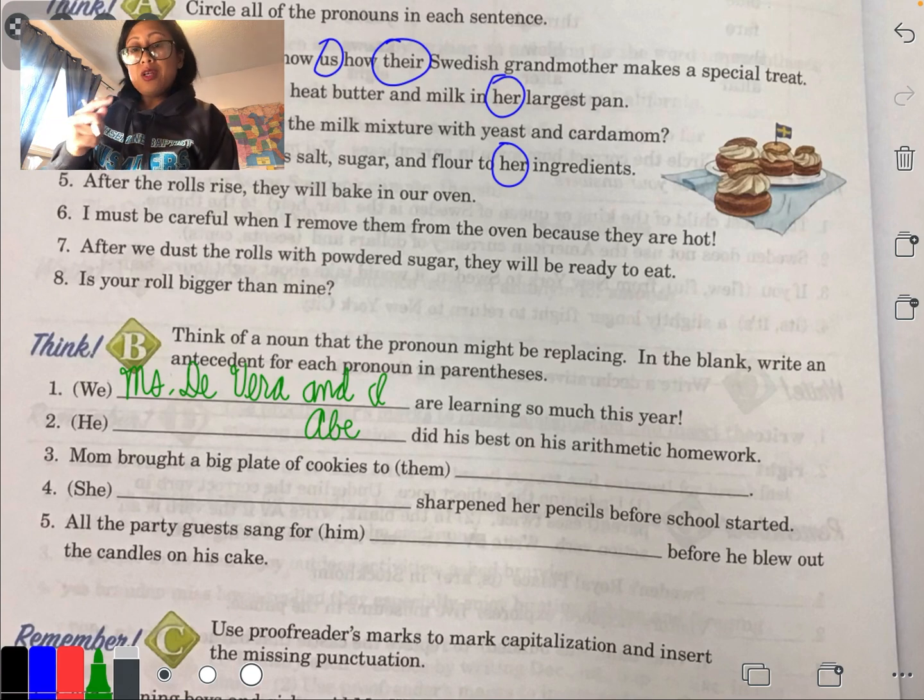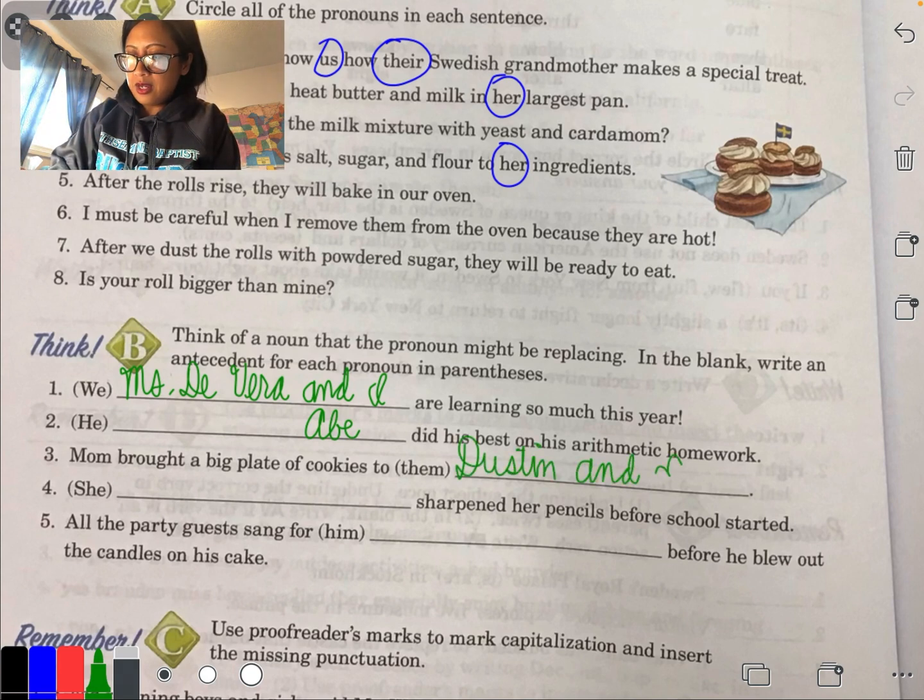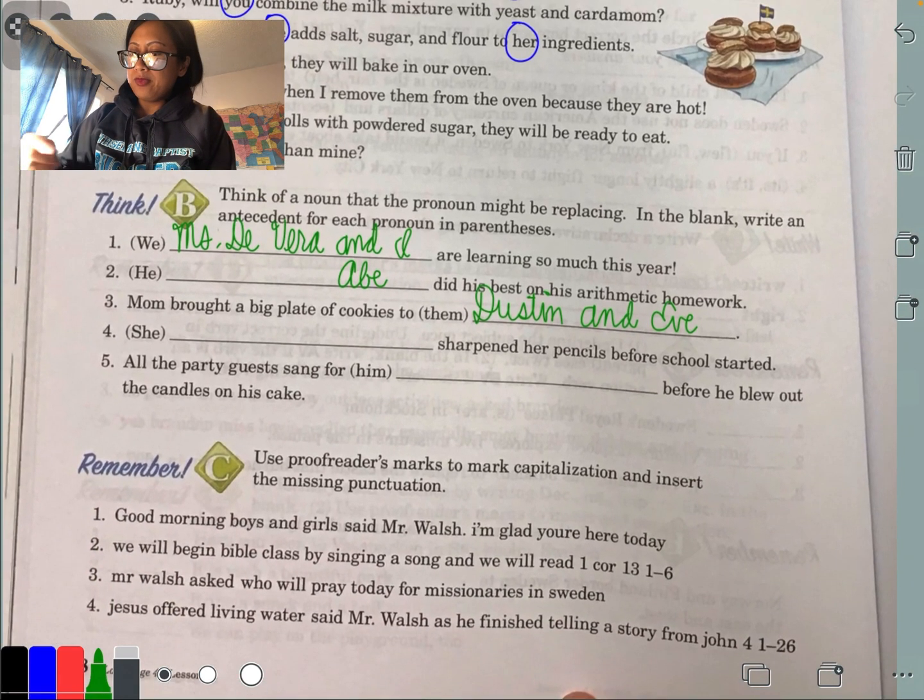Right. Number 3, and then we'll do 4 and 5 at our Zoom meeting. Mom brought a big plate of cookies to them. Who's them? I don't know. You make up the antecedents. This is where it gets fun. It's like Mad Libs. So Mom brought a big plate of cookies to them. I'll say my neighbors, Dustin and Eve. Those are my neighbors. Okay, so now, if you have different answers, that's fine. You can share at our Zoom meeting. We'll do 4 and 5 at our Zoom meeting together.